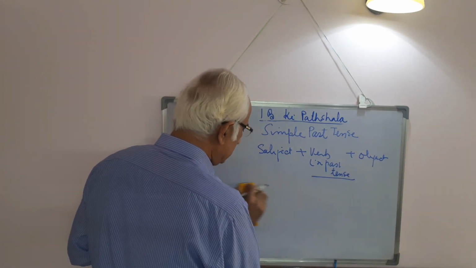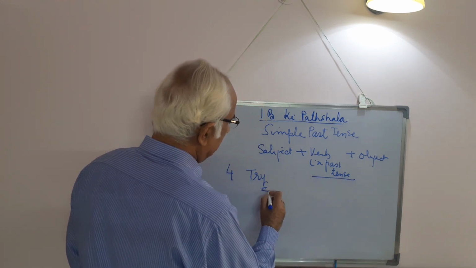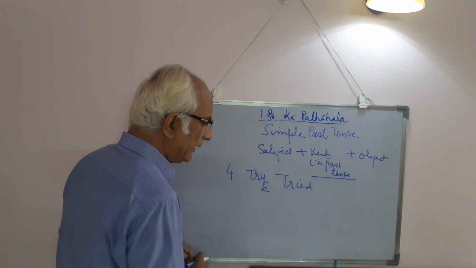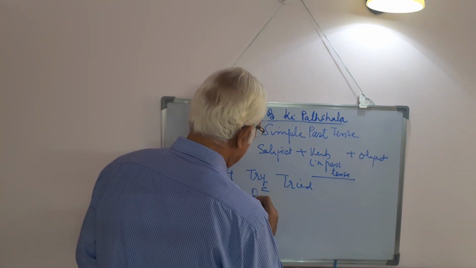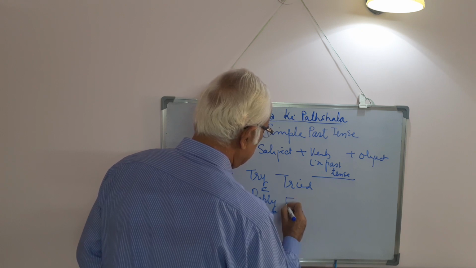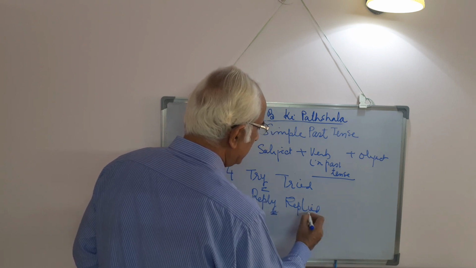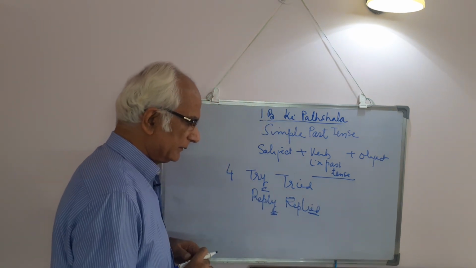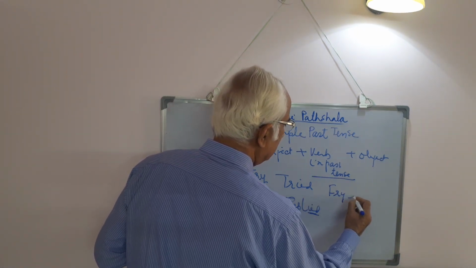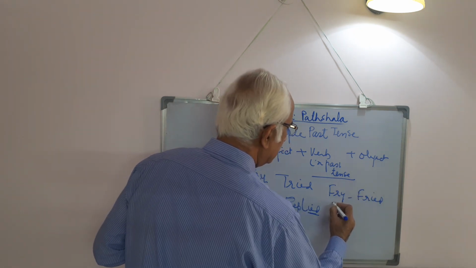So what is the fourth rule? Try. Instead of y, we will add ied. Try, tried. Reply, we remove y, ied. Instead of y, we add ied. Fry, fried. There are so many words. Okay.